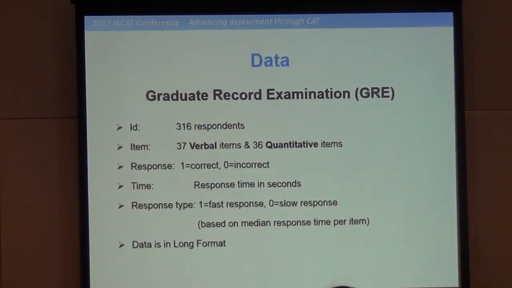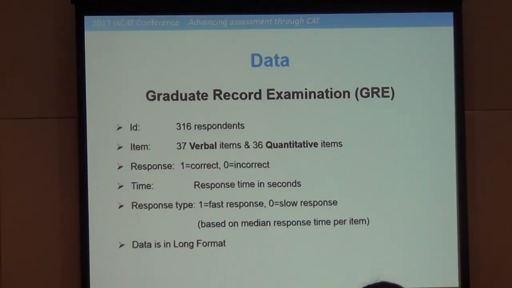And today, my research data is from the famous Graduate Record Examination. It is actually a small sample with 316 respondents. As you know, the GRE has two sections. The verbal section has 37 items, and in this data set, we have 36 quantitative items. The responses are categorized into two types: one equals correct and zero equals incorrect.